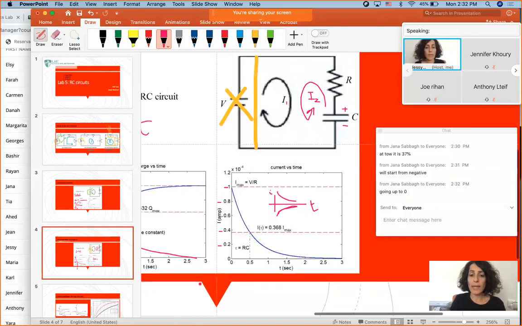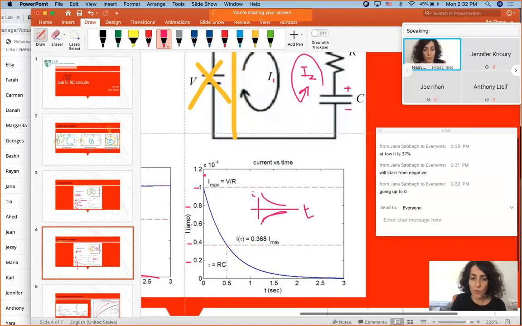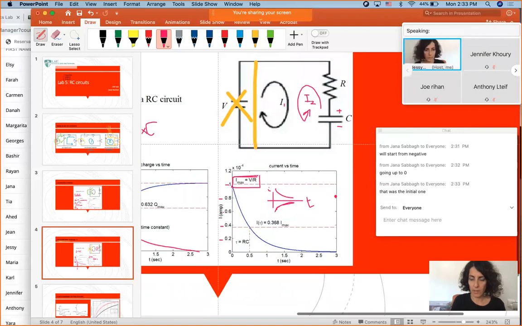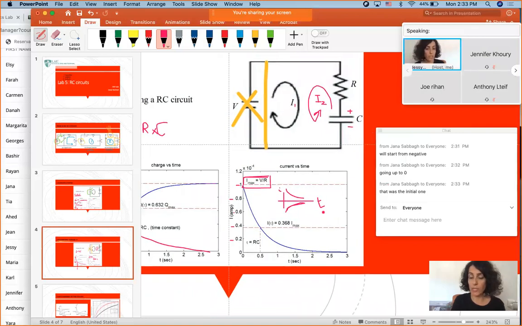Anyone who can explain why the maximum current is V over R, V being the voltage of the battery? So why is the maximum current V over R? Simply Ohm's law, maximum current is maximum voltage over R total. Okay, that's it. There's no other rationale behind it. Yes, that was the initial.